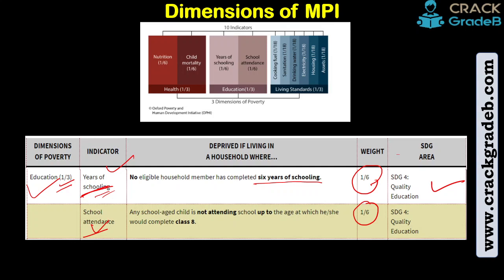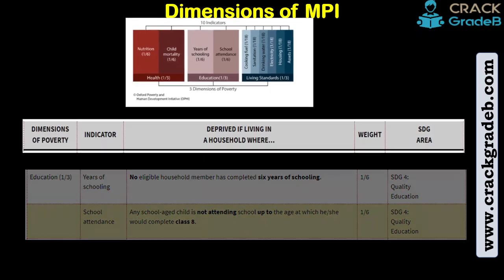Then school attendance. This is very important. Any school-aged child is not attending school up to the age at which she would complete class 8. Okay, up to class 8. And this caters again to SDG 4, quality education. Right? So I hope till this much it is clear.